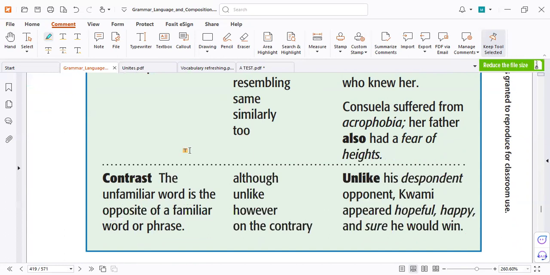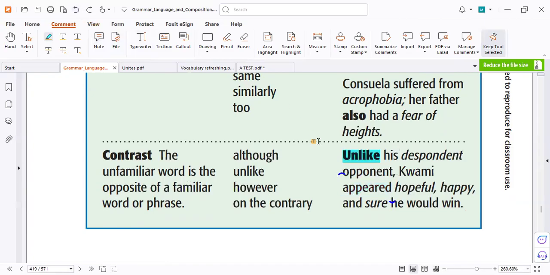Sometimes we talk about contrast. Similarity is a comparison, but contrast is about something opposite. Look, "unlike." So despondent is opposite to Kwame. Kwame is not despondent, he's a good person. He is despondent and Kwame hopeful. So what is the opposite of these words? It means despondent: not hopeful, not happy, not sure. Do you understand? So the writer helps you, and the test maker will help you.